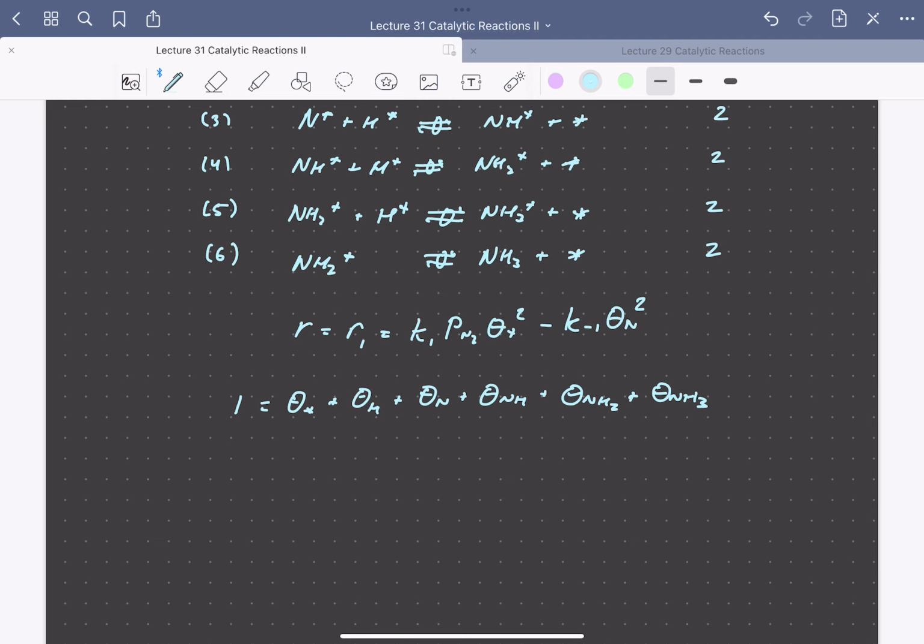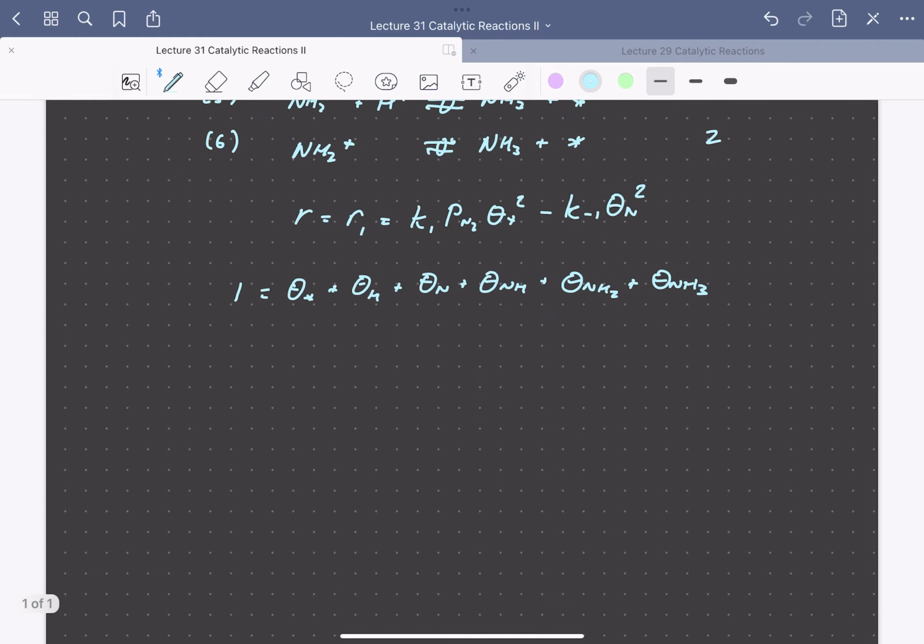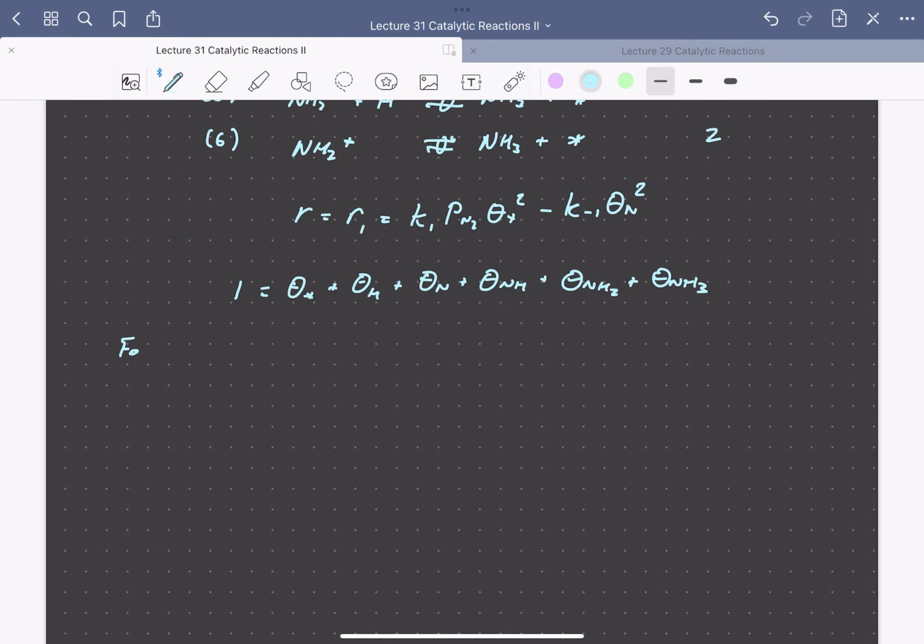So we can begin by setting up an expression for our coverage of hydrogen atoms based on the quasi-equilibrated step 2. So we can write the equilibrium constant for hydrogen adsorption times its partial pressure times the vacant site coverage squared is equal to the coverage of hydrogen atoms squared. So now we have an expression for our coverage of hydrogen in terms of an equilibrium constant for adsorption, a pressure, and the coverage of vacant sites.